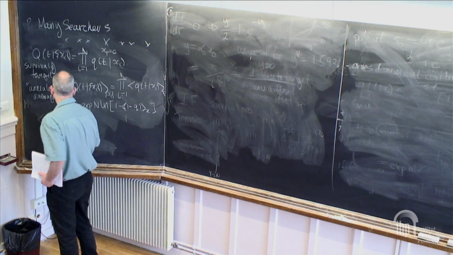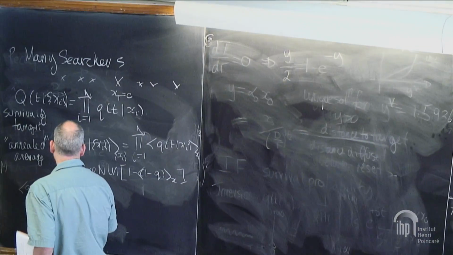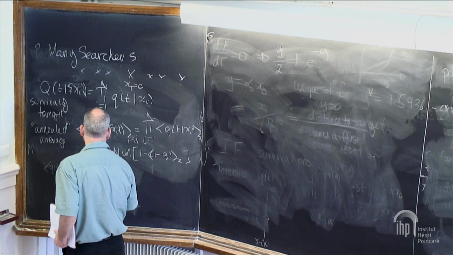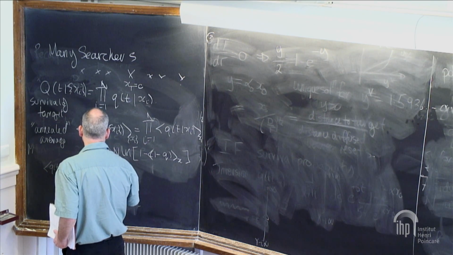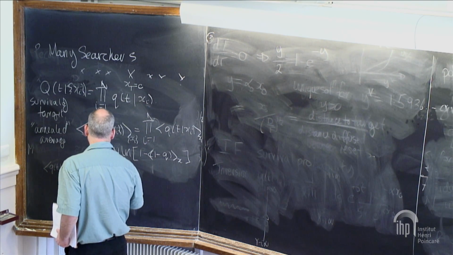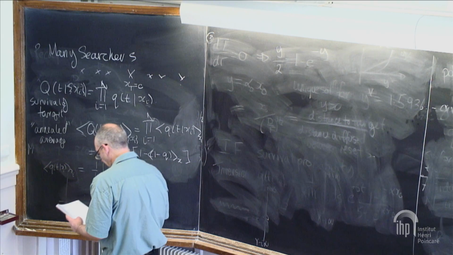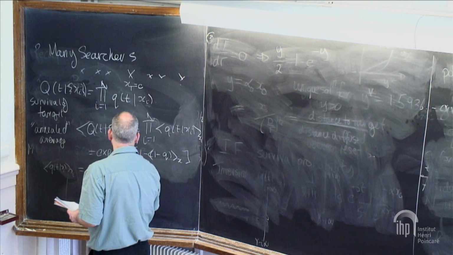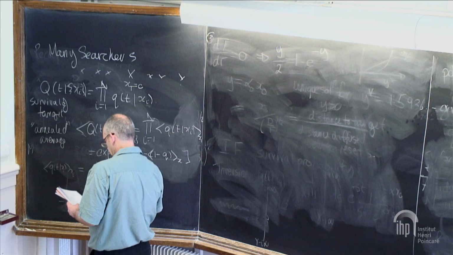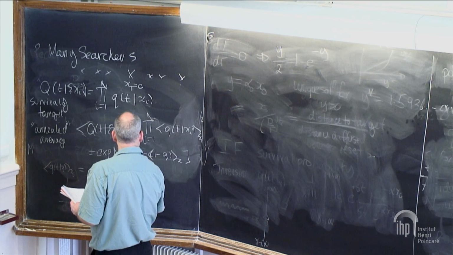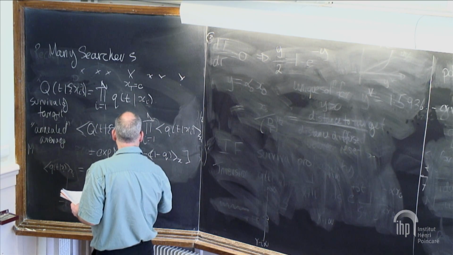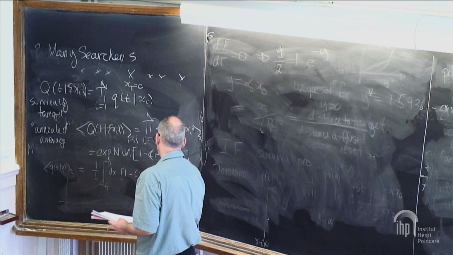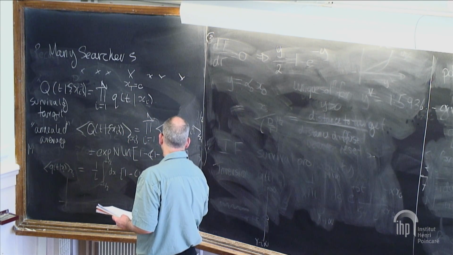So 1 over L, integral from minus L over 2 to L over 2 dx. And then I write it like this: 1 minus q. So the first term just gives me 1, of course. And then I have minus 1 over L.